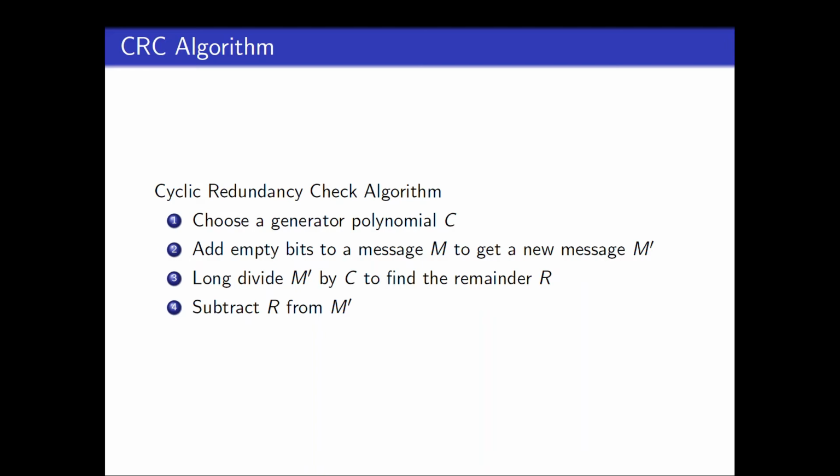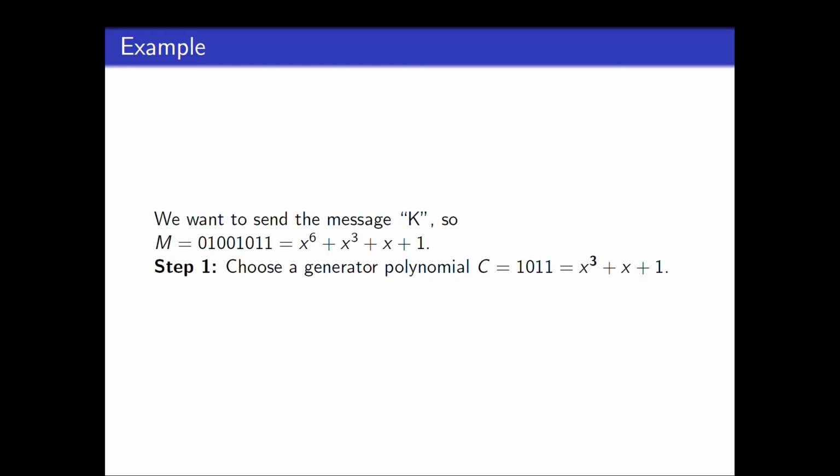After we've decided on a polynomial, we have to add a couple more empty bits, 0 bits, to the message that we want to send. And then, now that that message is a little larger, we can do long division with that lengthened message by our decided upon polynomial C and get the remainder of that operation. Lastly, we subtract that remainder from our lengthened message, which will allow us to have a result that is divisible by our generator polynomial. So, say for example, we want to send just the letter K.